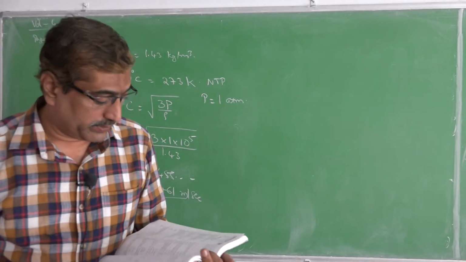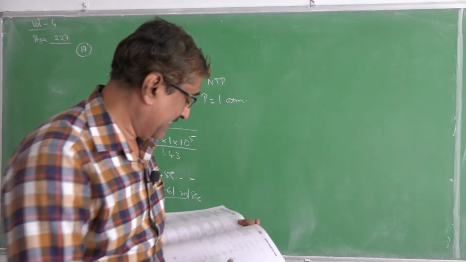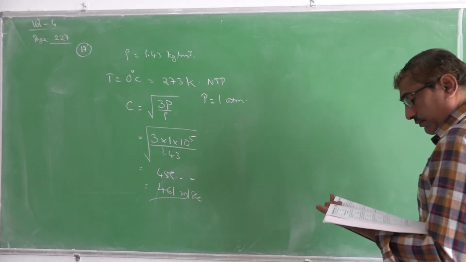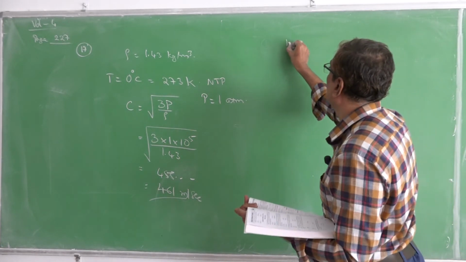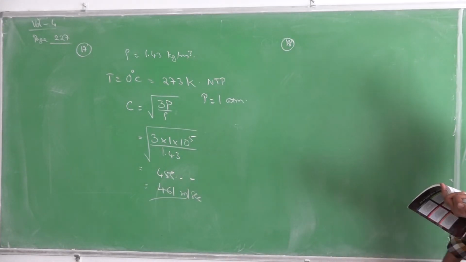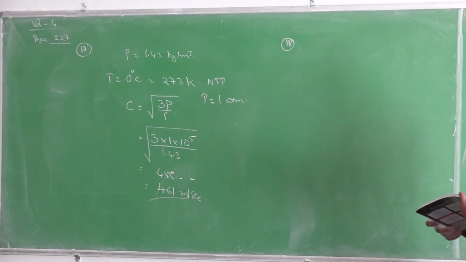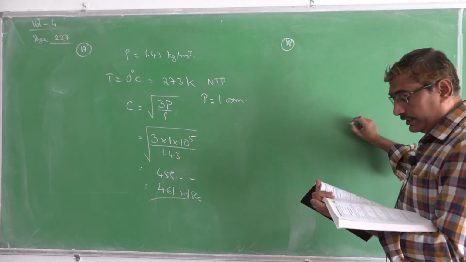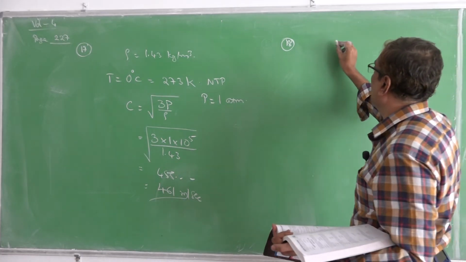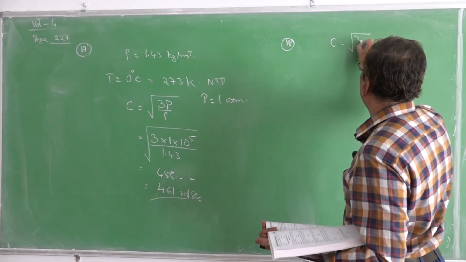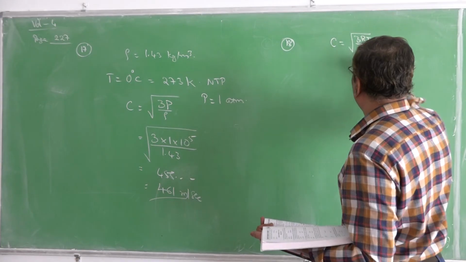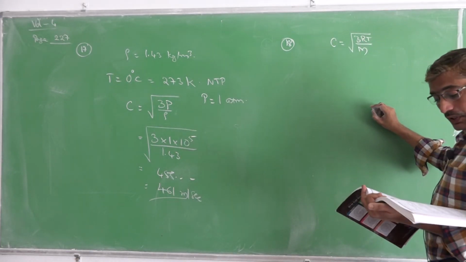Okay, next 18th one. At a certain temperature, the hydrogen molecules have RMS velocity 2 km per second. The RMS velocity of oxygen molecules at the same temperature. So actually we know the RMS velocity is given by square root of 3 RT by molecular weight m.